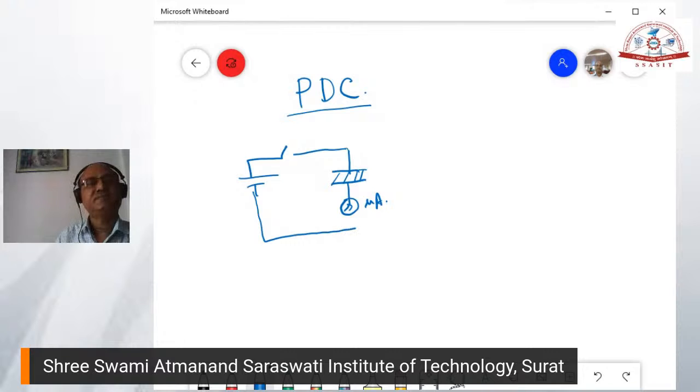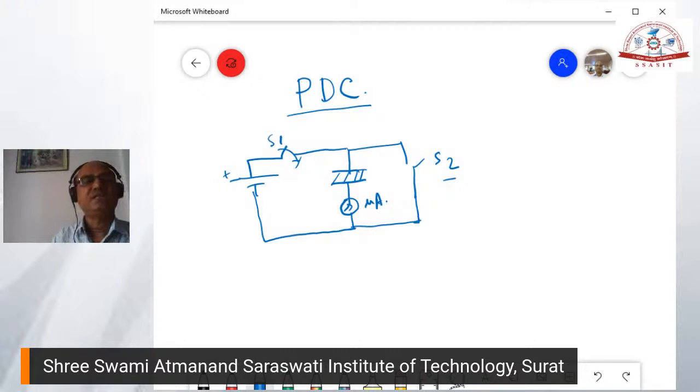Measure the current over here. And here also you can have one switch. So this is the test sample. This is S1, this will be switch S2. When S1 is on, some current will flow through this micro ammeter. So that is being measured.